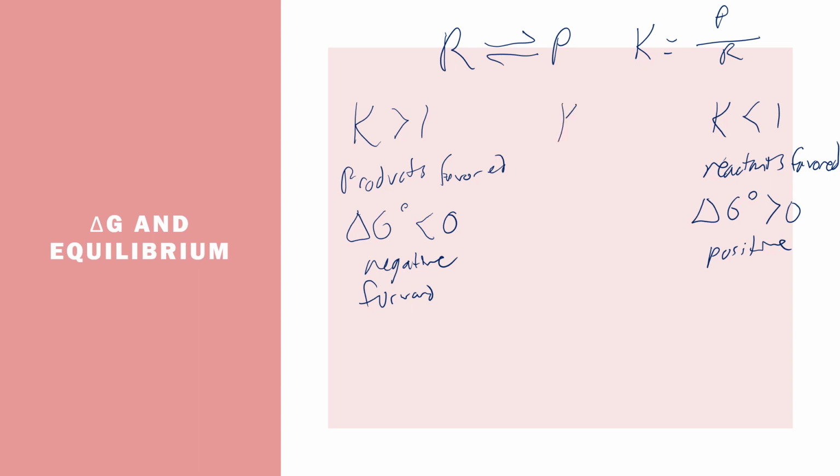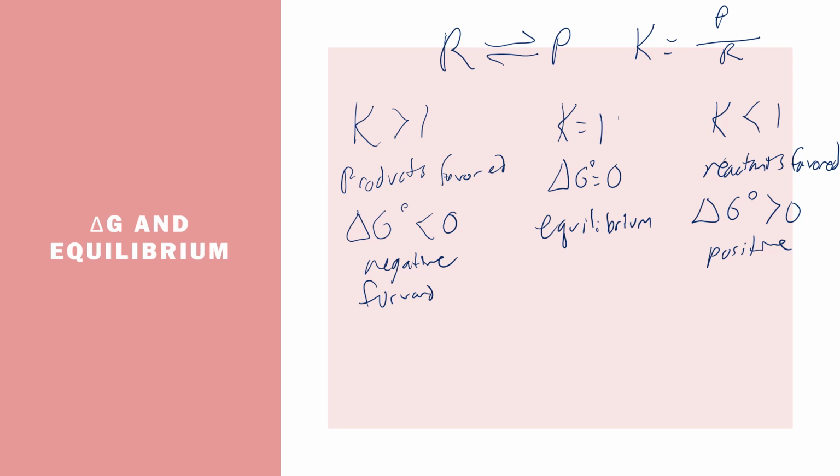Then, if we have where K is exactly equal to 1, when that happens, delta G is equal to 0. And of course, this is standard conditions. And so we say that this is at equilibrium. Now, you can have reaction systems where the K value is not equal to 1, but you are at equilibrium. However, when we're talking about thermodynamic standard conditions, equilibrium will happen when K is equal to 1. So this is kind of like a special case scenario.